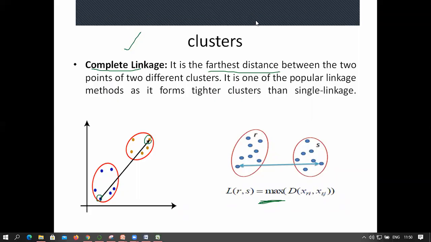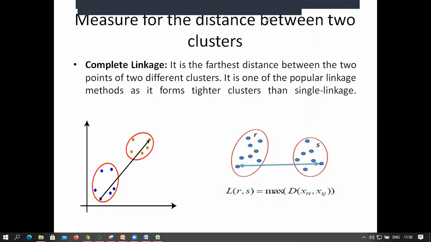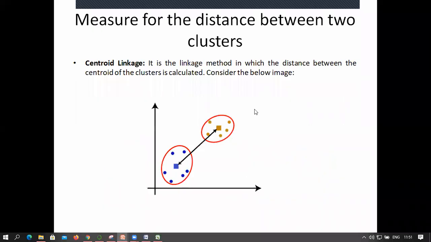Okay, and practically, if you see some programs related to this on the net, you can see that this is the most popular method to use, the complete linkage method. Okay, because here we are considering the farthest distance instead of the shortest one. So it will give you tighter clusters in which the data points are close to each other.